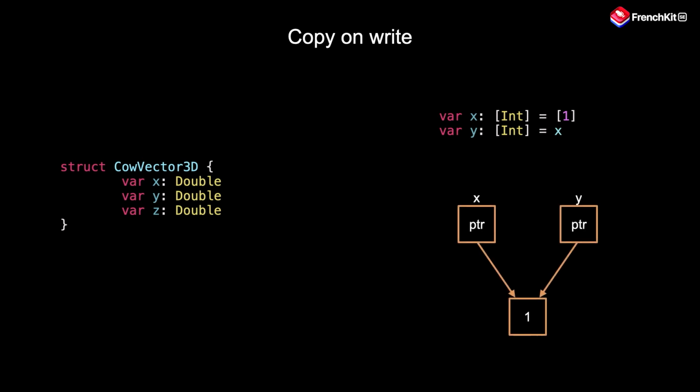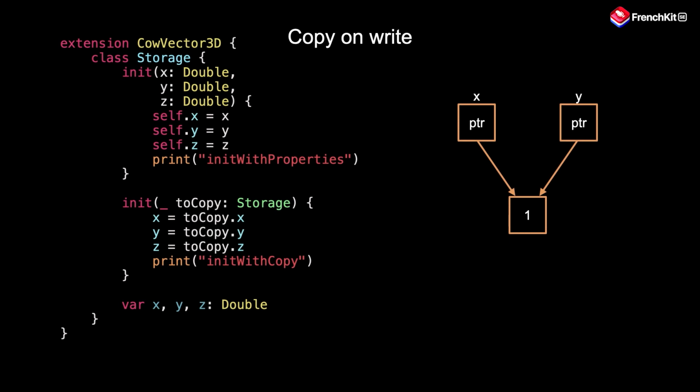When we had two variables of an array, there were two pointers pointing at the same memory space. So this is shared storage. At some point, we are going to use a class, because it is what we want in order to share the data between the two instances. So let's define a class. We're going to call it Storage, and use it to keep our data, x, y, z, that are doubles.